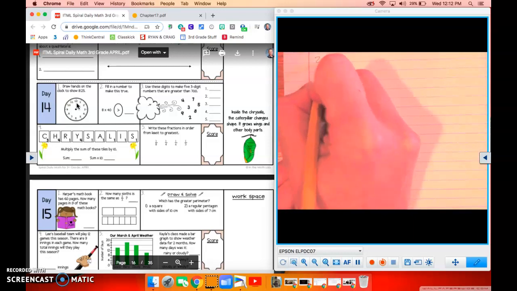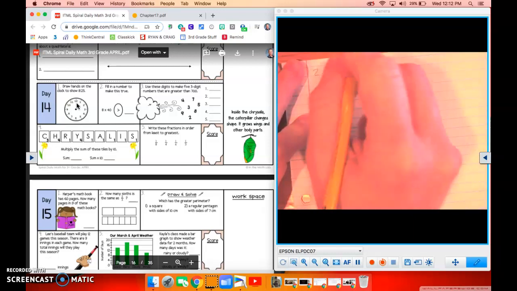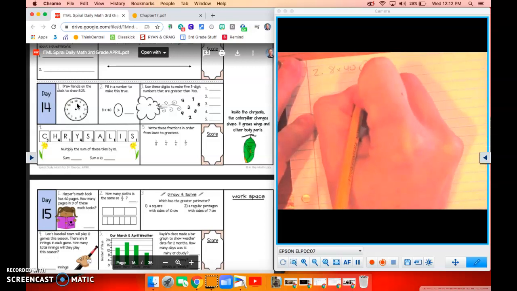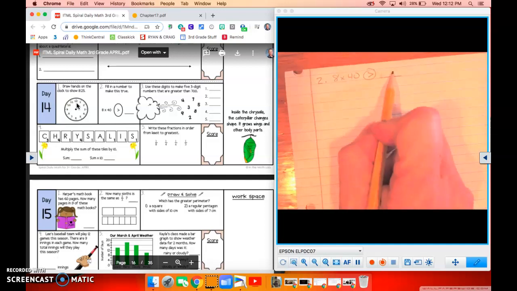Number two, fill in a number to make this true. All right, well, let's take a moment and think of this. 8 times 40. Oh, those are big numbers. 8 times 40 is greater than this one over here. Well, you could probably just write down 1 already and it would be true, right? You could probably put down a 0 over here and say, okay, I'm done. But what fun would that be?